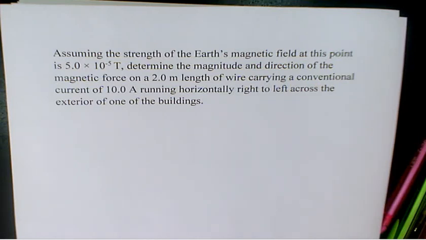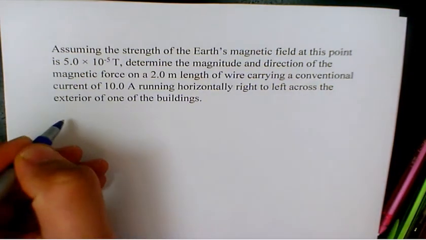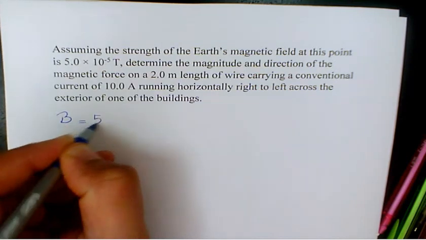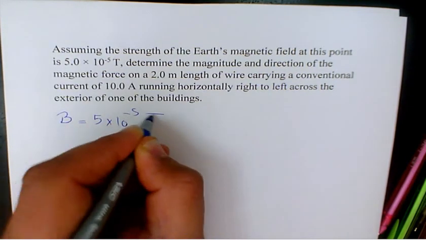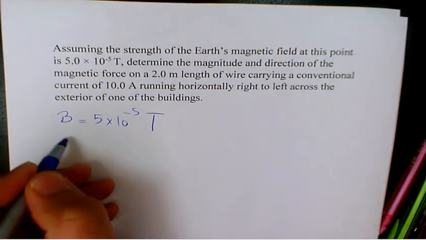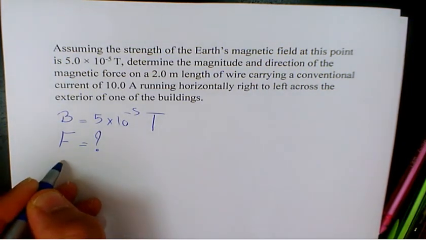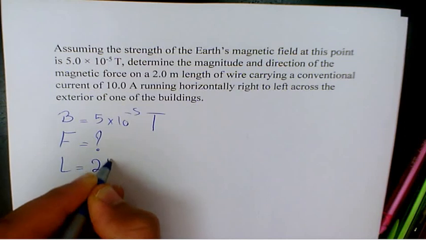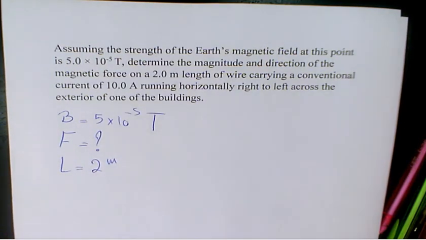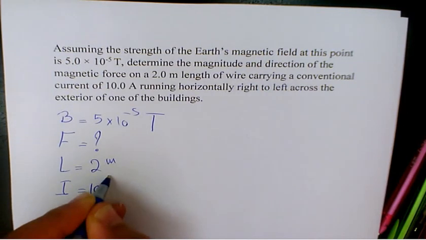Assuming the strength of the Earth's magnetic field at a point is 5 times 10 to the power of negative 5 Tesla. So B is 5 times 10 to the power of negative 5 Tesla. Determine the magnitude and direction of the magnetic force, which is shown by F, on a 2-meter length of wire carrying a conventional current of 10 amps. So the electric current is 10 amps.